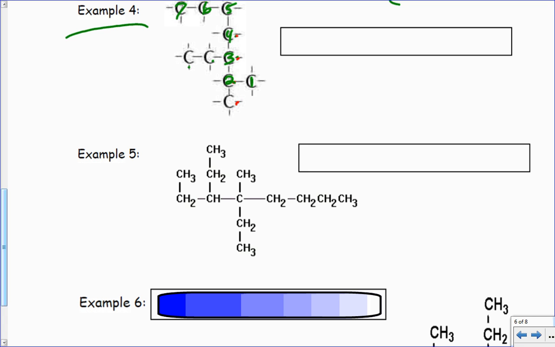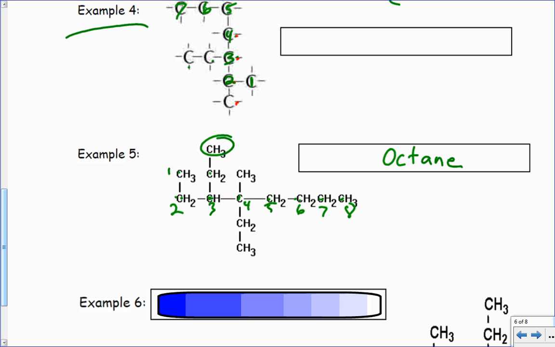Longest possible chain. Okay, well, I think I'm going to start here. I got 1, 2, 3, 4, 5, 6, 7, 8. That's 8. I don't think I can come up with a higher 8. Oh, I can do that. So I'm going to do that. I'm going to call this 1, this 2, this 3, 4, 5, 6, 7, 8. 8 is oct. All single bonded I see, so it's ane.